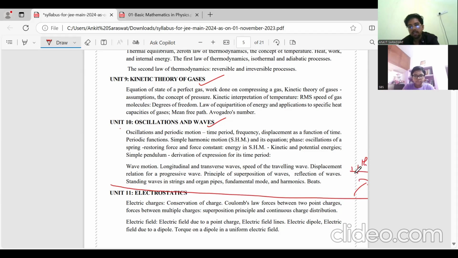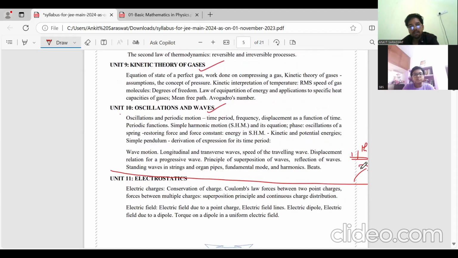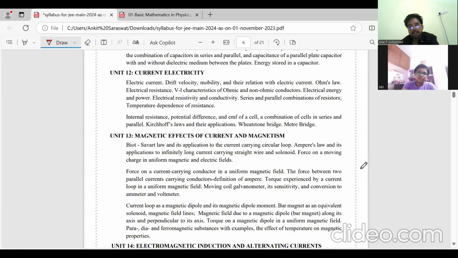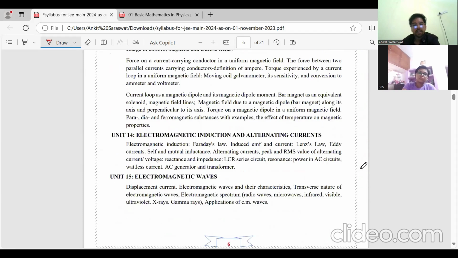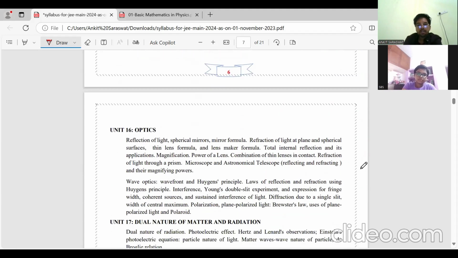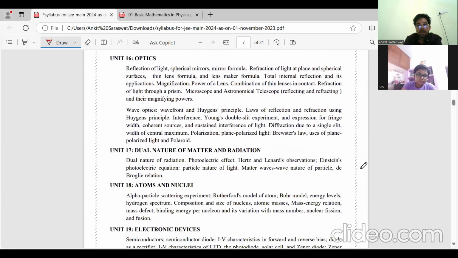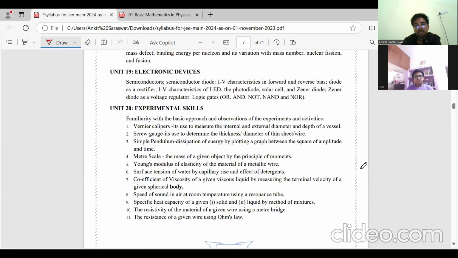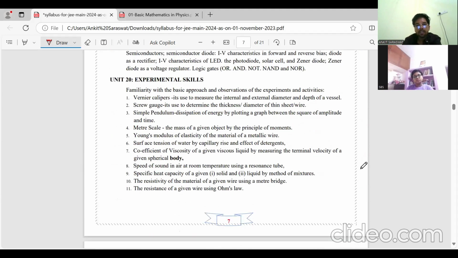This is the syllabus we need to cover. After that, this is for 12th: electrostatics, current electricity, magnetic effect, EMI. This is what you have learned in class 10th. Electromagnetic waves, optics. In that, you will learn atoms and nuclei, electronic devices. This is experimental skills, the new thing JEE has added.